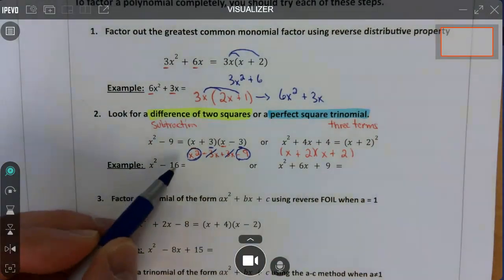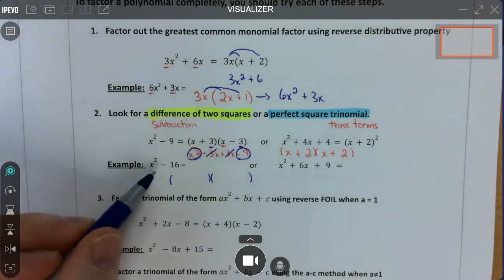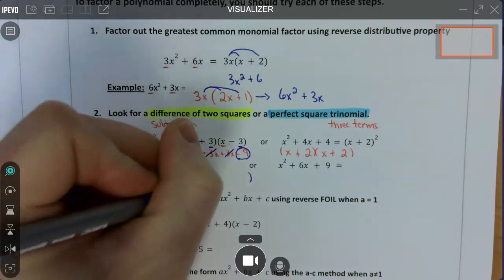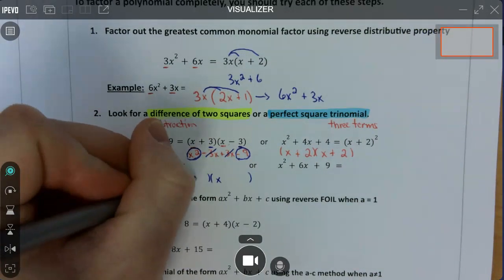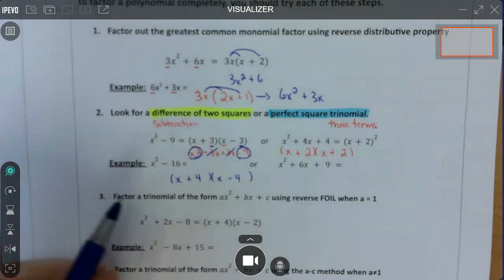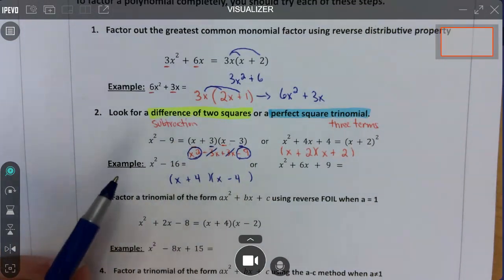So as we look at x squared minus 16, I draw my two parentheses. Square root of x squared, I have an x and an x. Minus 16, so I have to do a plus 4 and a minus 4. Because the only way you can get a negative product is if you multiply a positive times a negative.